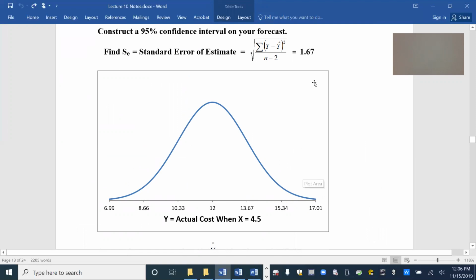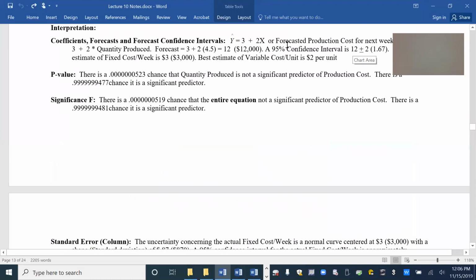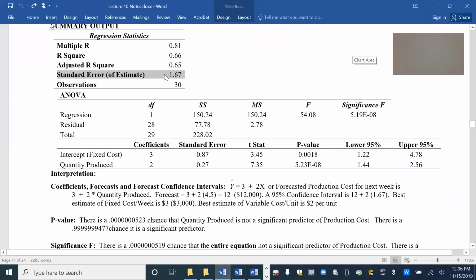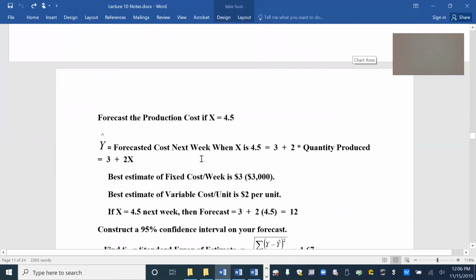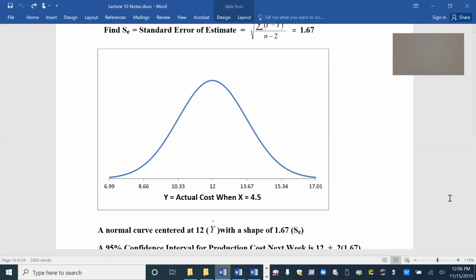But after you say, okay, boss, I'm 68% sure it lies between plus or minus one step of 1.67. Okay, again, the 1.67 is right there. There's your 1.67. That's where we get it. That's what you do all your confidence intervals after you've used regression to forecast. Comes from there.